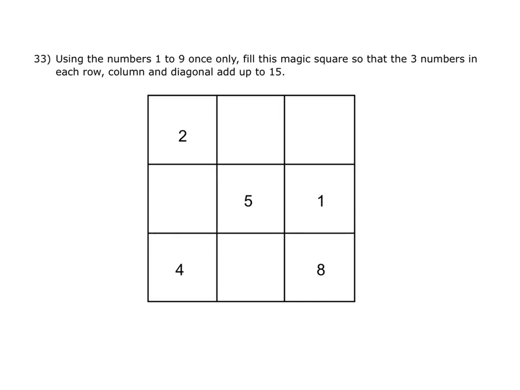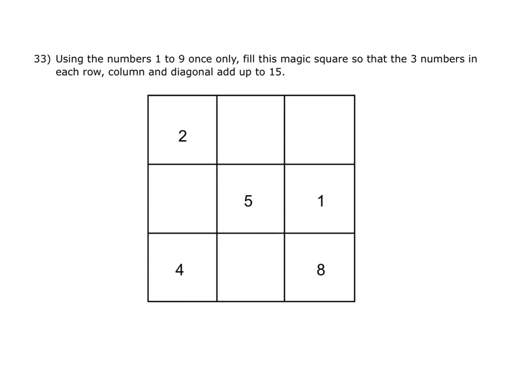Question 33. Using the numbers 1 to 9 once only, fill this magic square so that the three numbers in each row, column and diagonal add up to 15. We can see then that we have this grid of 9 squares, so we have 3 rows across like this, and we have 3 columns down like this, and we also have 2 diagonals.